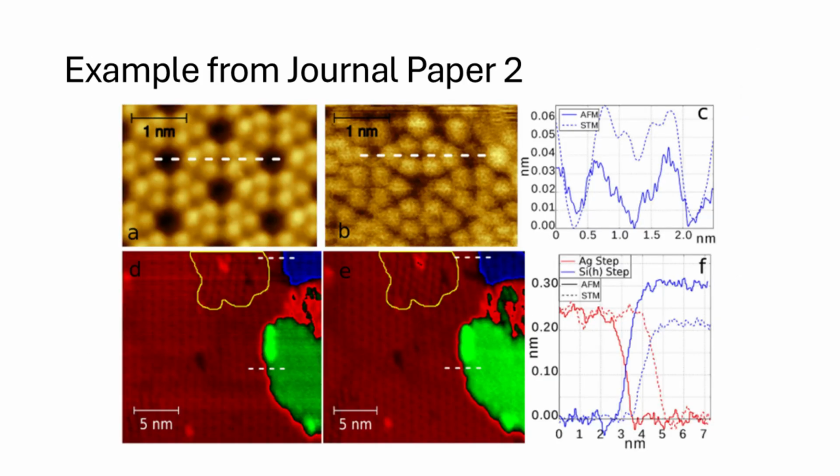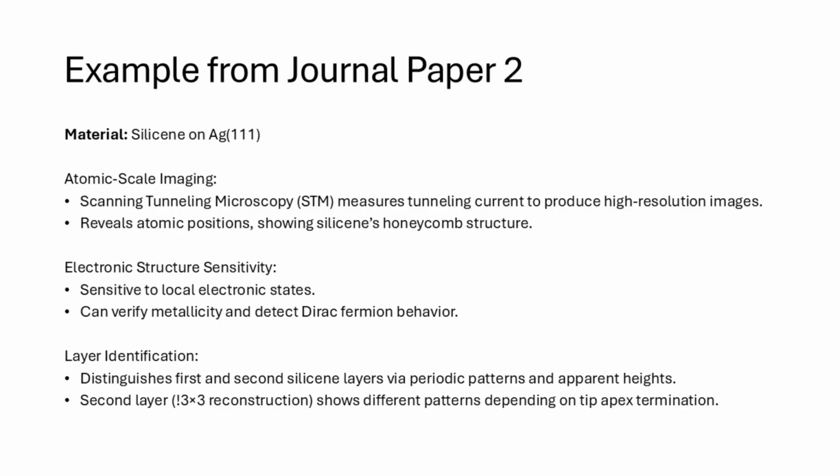For journal paper 2, it is talking about the electrical property of two different materials. They get differentiated by AFM and STM. The material used is silicon on silver 111.